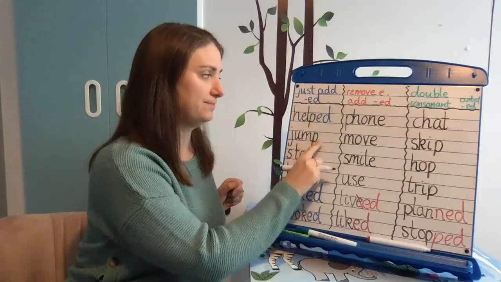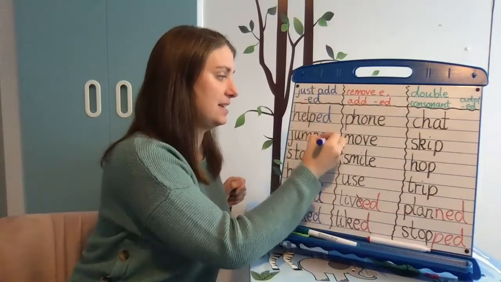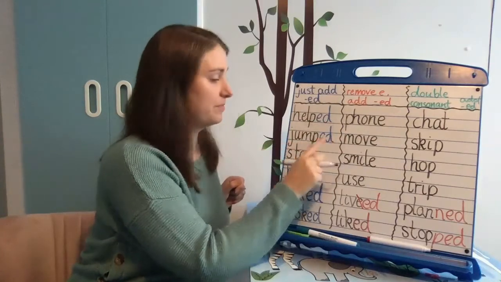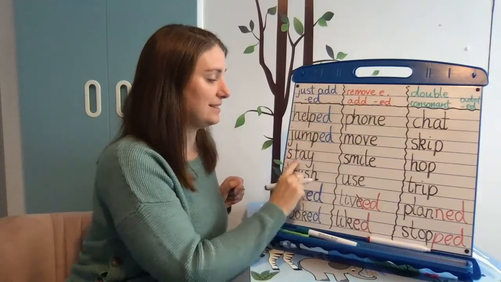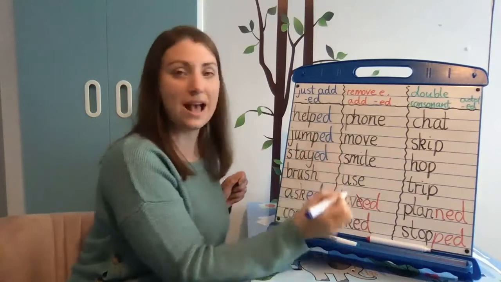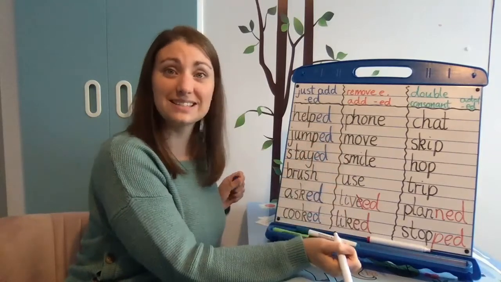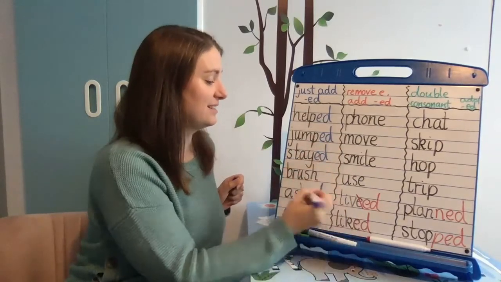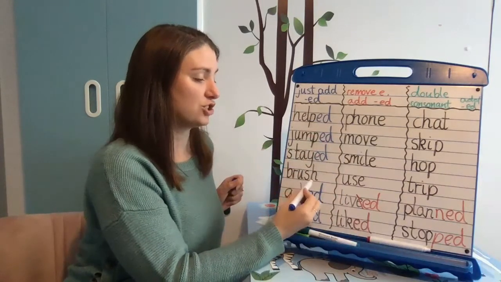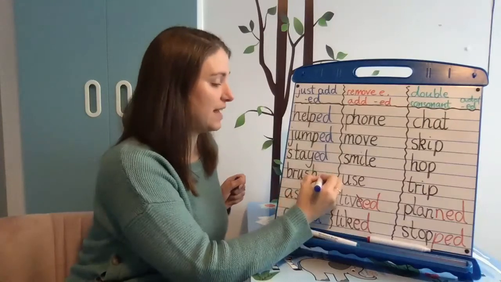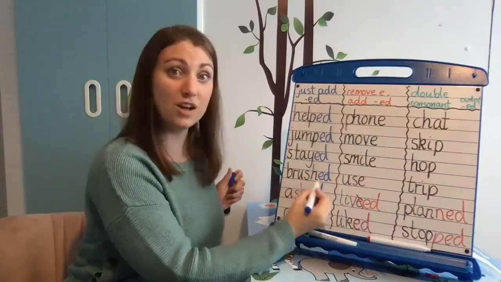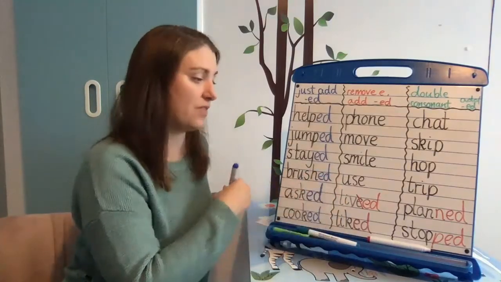Let's try the next one. Jump. I've got to just add ED. And what has it become? Jumped. Next word. Stay. Just add ED. What has the word become? Stayed. What about this word? What does it say? Brush. Just add ED. And what has it become? Brushed. Okay, well, I've done that column.